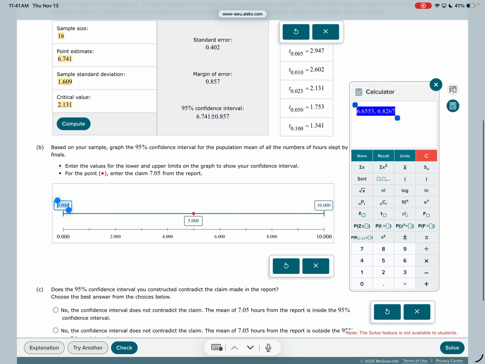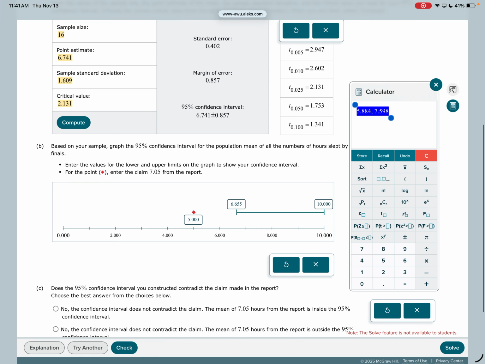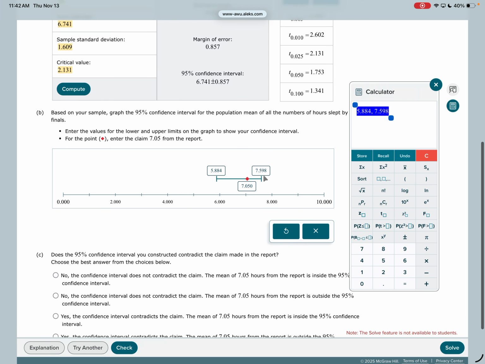That's a pretty small 6.6553. Did I do something wrong there? Oh, I put a 0 in there. Thought that was small. 5.884. 7.598. But they're claiming that students get about 7.05 hours of sleep. We're 95% confident that they get between 5.88 and 7.6.